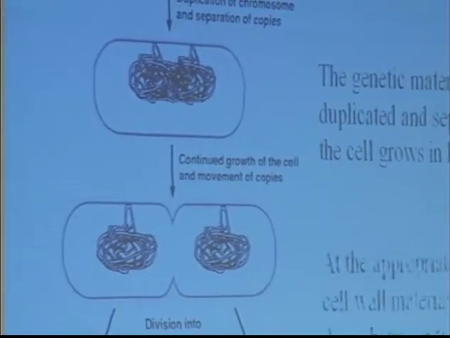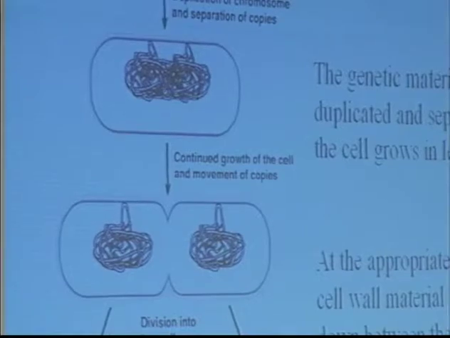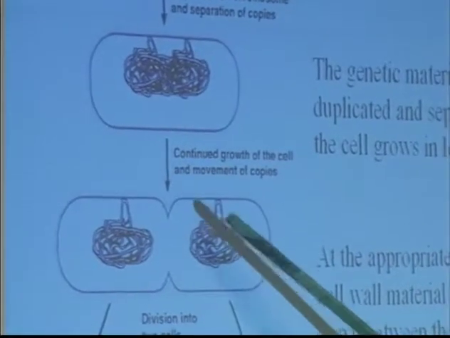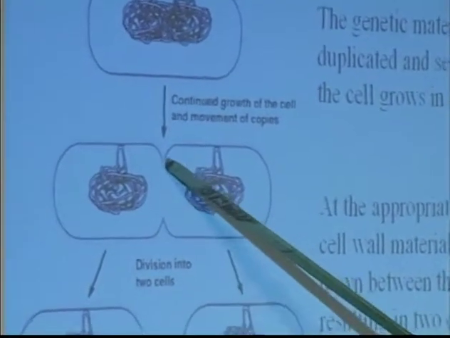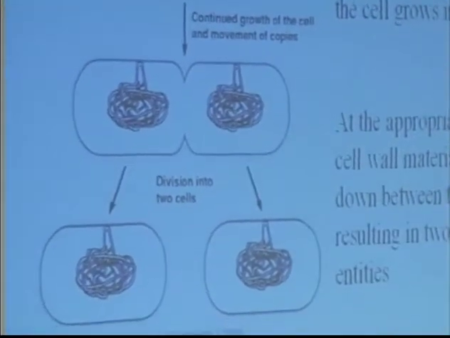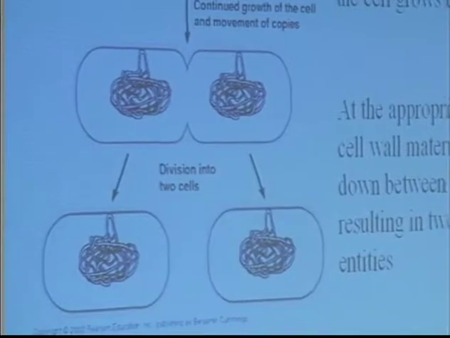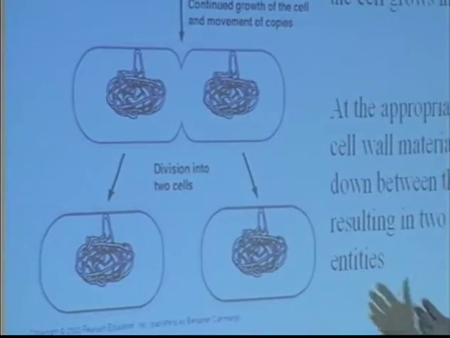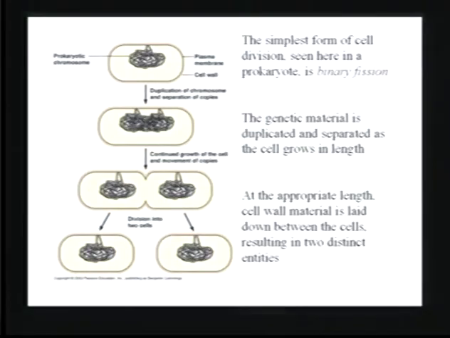Okay, so the cell grows in length. Once these two chromosomes are separated, then you get this furrow in the middle of the cells, and that will split the cells off so that each daughter cell ends up having the same genetic component that the parent cell had. These cells are basically identical to the original parent cell. All right, so that's the simplest type of cell division.